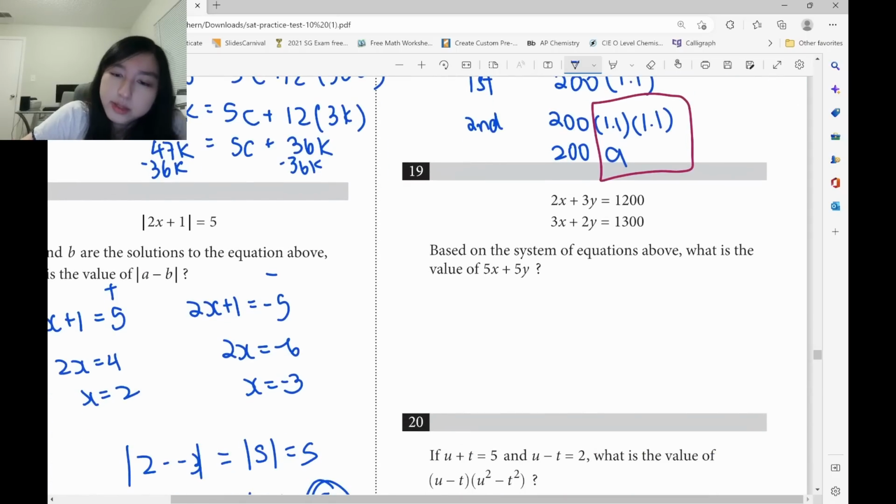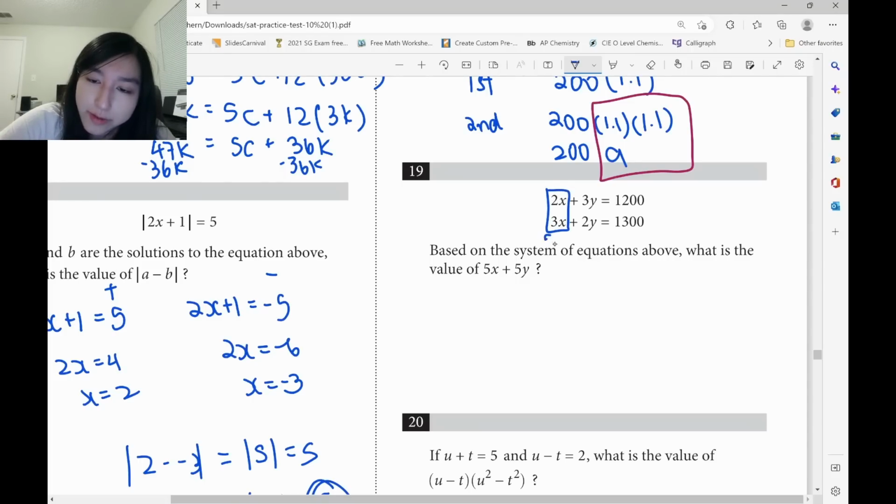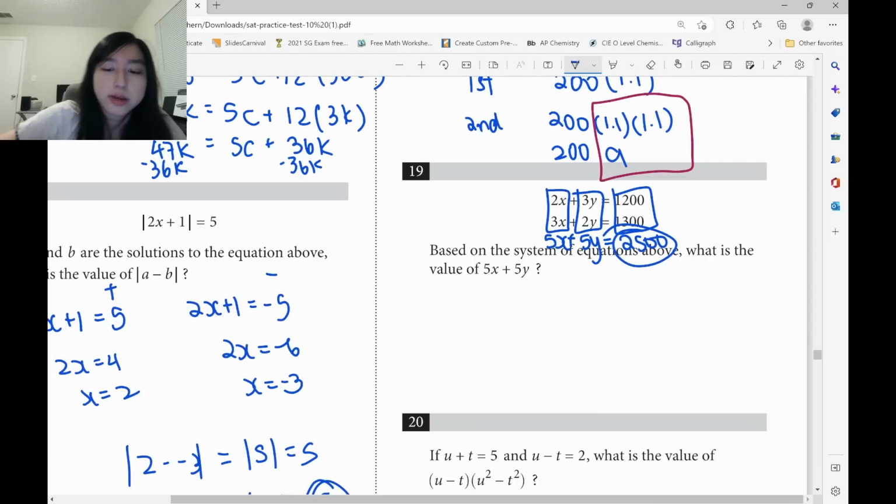Right, let's look at this. What is the value of 5x plus 5y? If you take a look here, this is a trick question. Well, not exactly a trick, but there's a fast way. 2x plus 3x is 5x. 3y plus 2y is 5y. All you have to do is just add them up. So 5x plus 5y equals, add these up, 2500. That's it. That's our answer.